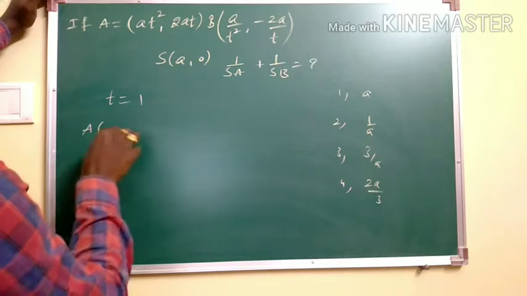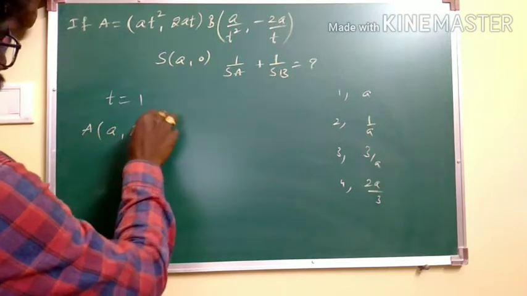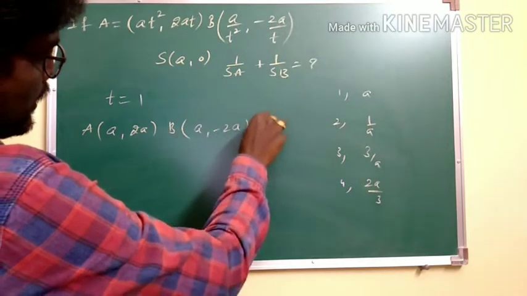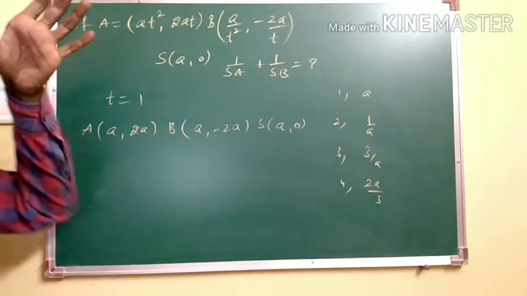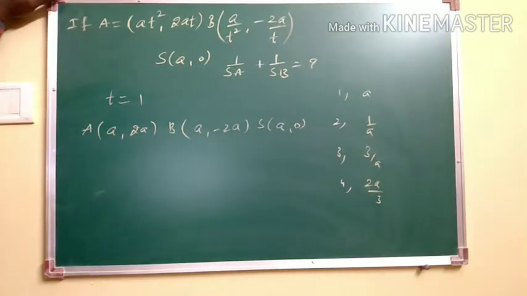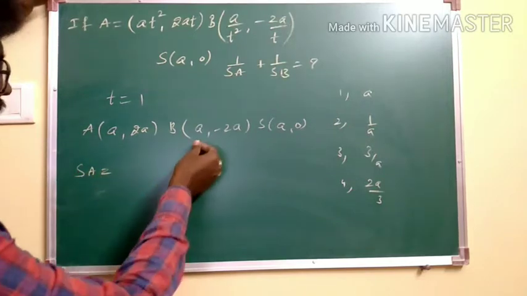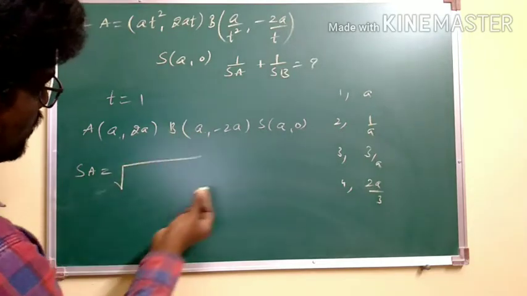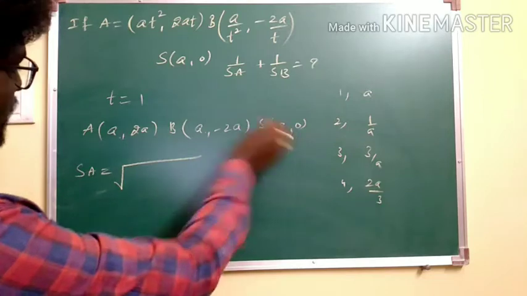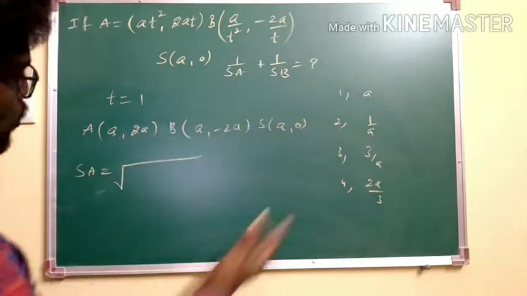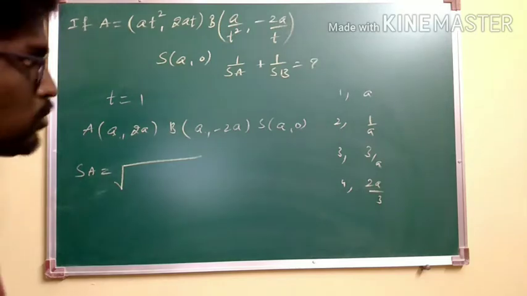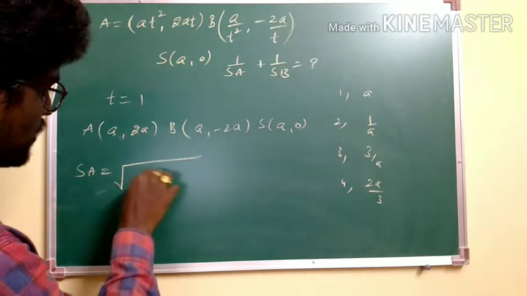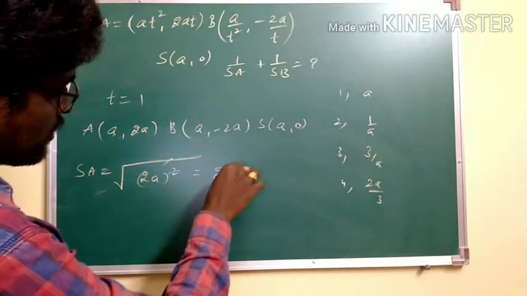If you take t equal to 1, A's coordinates will change into (a, 2a), B's coordinates will change into (a, -2a), and S is (a, 0). Now if you calculate SA, it is the square root of (a - a) whole square, that is 0 square, plus (0 - 2a) whole square. Either you get (a - 2a) whole square or (+2a) whole square, that will give you the same. Since we are talking about distance, I am taking plus 2a whole square, which gets cancelled and is equal to 2a.